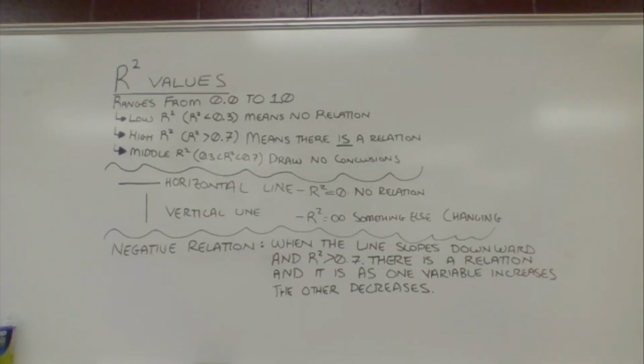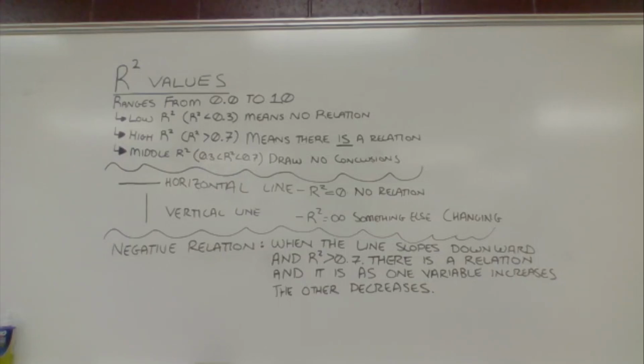Secondly, if you have a horizontal line, no matter what your graph says, your R squared is 0. There's no relation between those. You have a vertical line that's an R squared of infinity. Some other textbooks will say R squared 0, but I typically use the infinity terminology. It means that there's something else changing that you don't have control over.